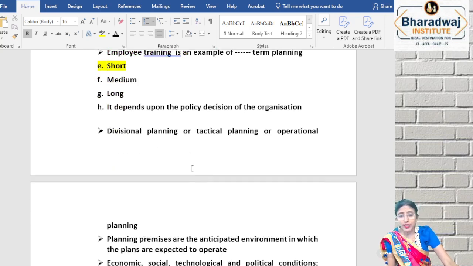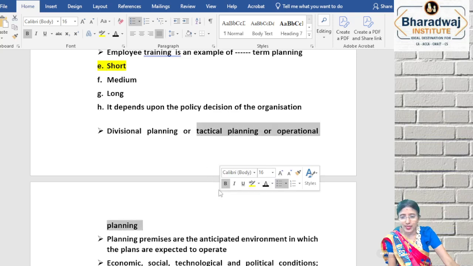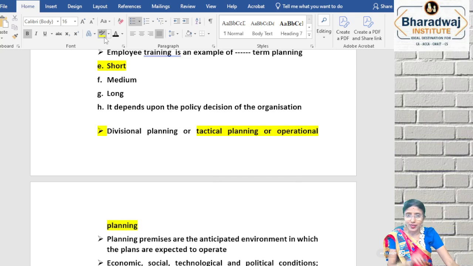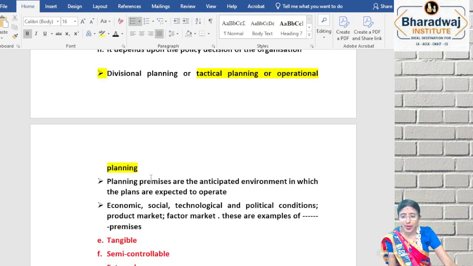Yeah. Divisional planning or tactical planning. Divisional planning is also known as tactical planning or operational planning. I think you told strategic or unit. It is tactical or operational. Okay. Planning premises are the anticipated environment in which plans are expected to operate. I think you told that answer perfectly.